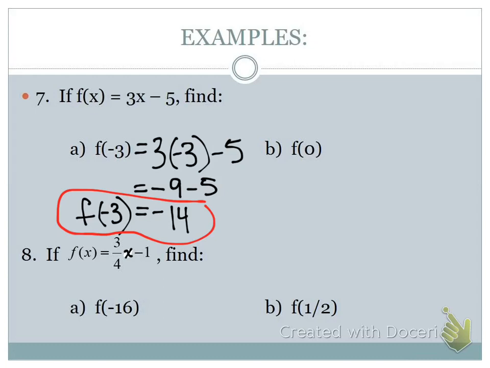For part B, we are evaluating the function when x equals 0. We're still going to plug that in and then evaluate it. Okay, so we plug 0 in for x and then evaluate it. 3 times 0? 0 minus 5 is negative 5. So the function evaluated at 0 is equal to negative 5.